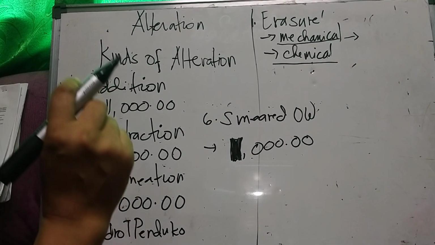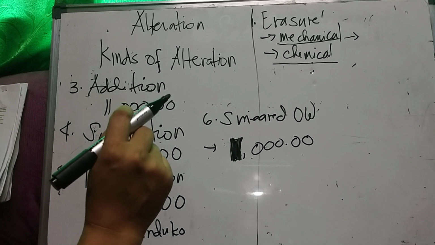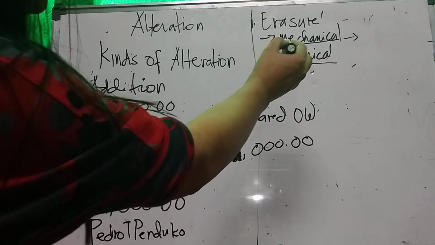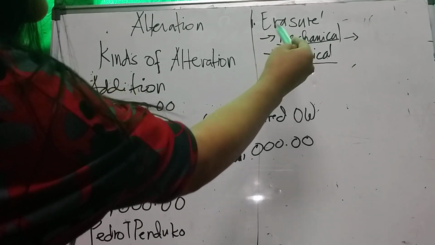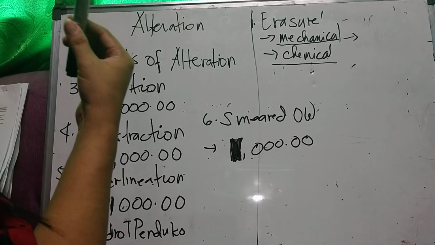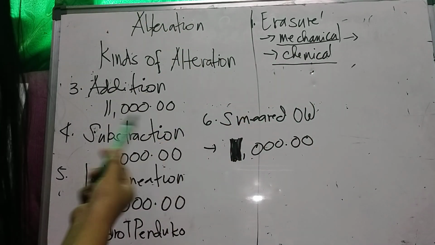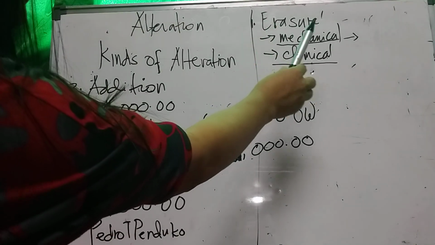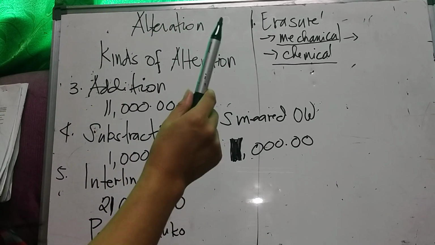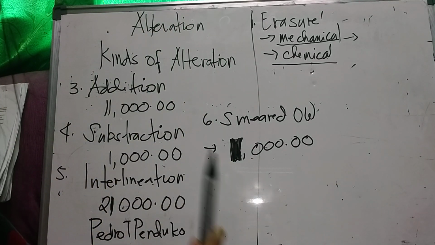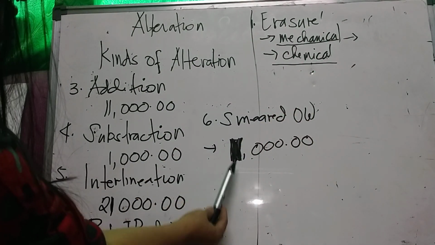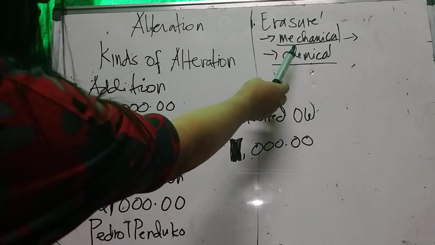but they have different materials in the application of erasure. Under mechanical, you're just going to use a rubber eraser or a sharp object. So that is the mechanical. Then for the chemical, you are going to use a liquid or ink eradicator. Pwede din naman yung ink nito. Like, for example, ito ang isang example niya. Yun ang sa chemical.